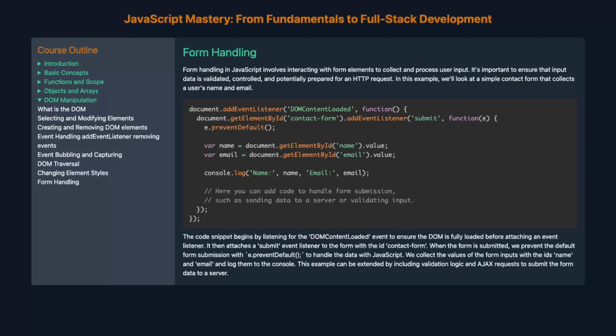The code snippet begins by listening for the DOMContentLoaded event to ensure the DOM is fully loaded before attaching an event listener. It then attaches a submit event listener to the form with the ID contactForm. When the form is submitted, we prevent the default form submission with e.preventDefault to handle the data with JavaScript. We collect the values of the form inputs with the IDs name and email and log them to the console. This example can be extended by including validation logic and AJAX requests to submit the form data to a server.